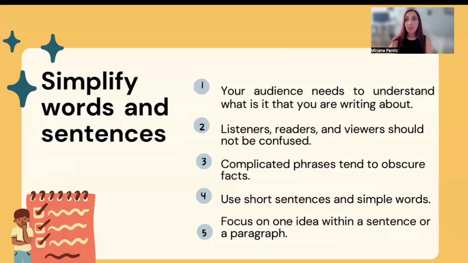Use short sentences and simple words and focus on one idea within a sentence or a paragraph. If we go back to that Jimmy Carter story, the first paragraph was one sentence that informed us that he died. In the third sentence, we learned about the time that he spent in hospice, and so on. So every paragraph is supposed to introduce a new idea.